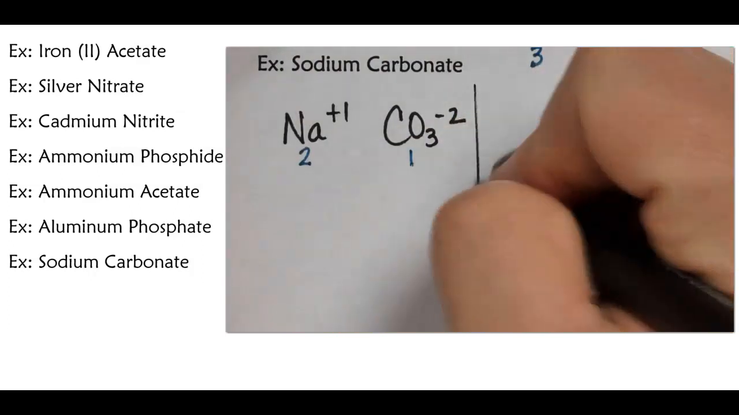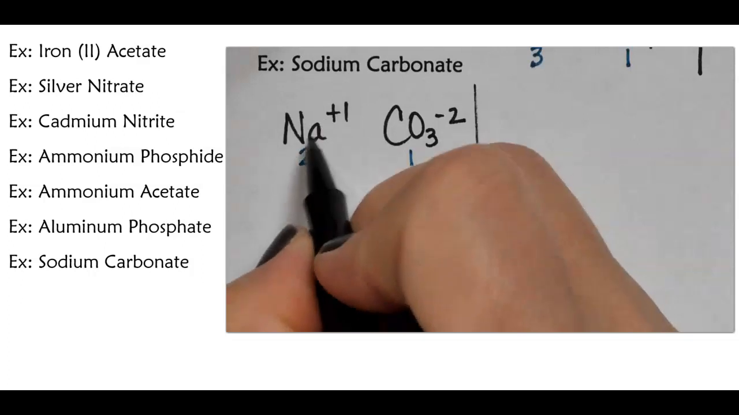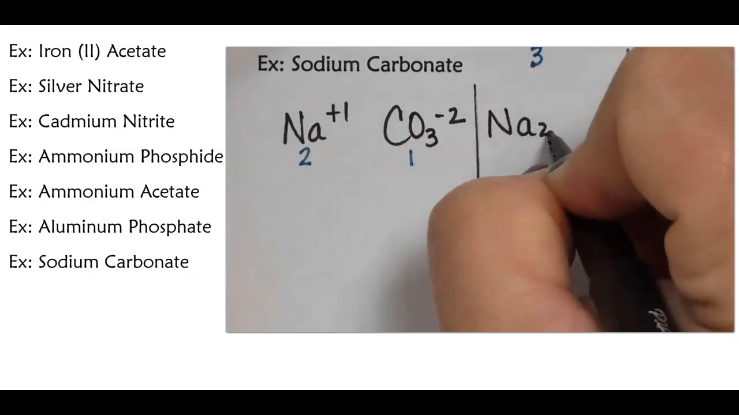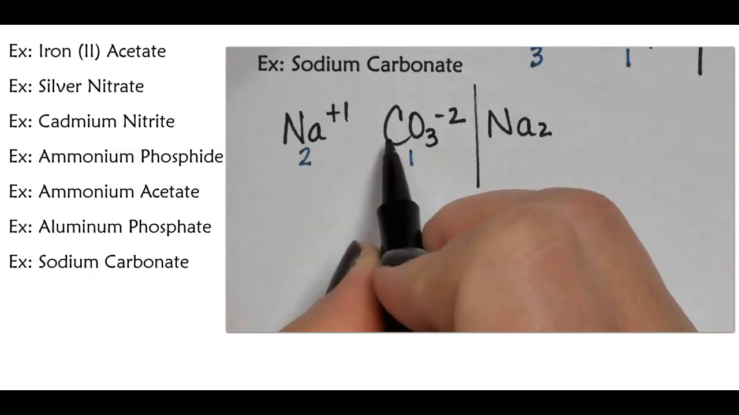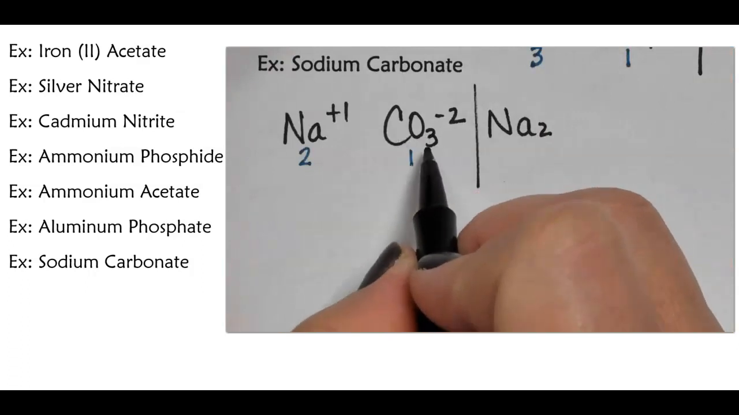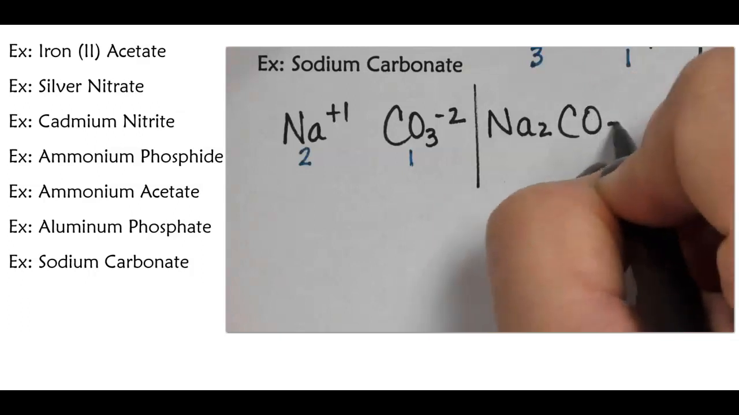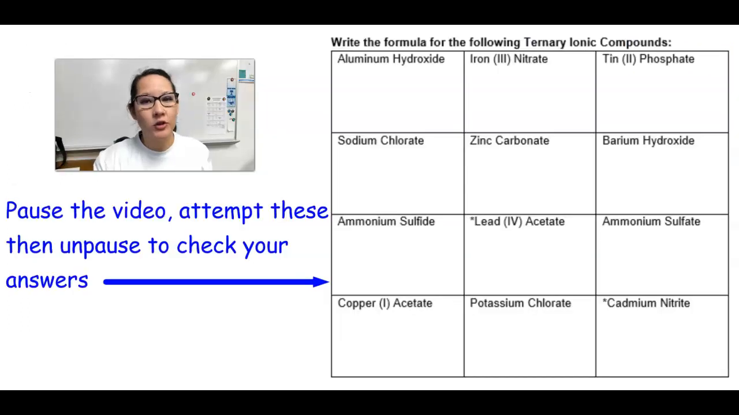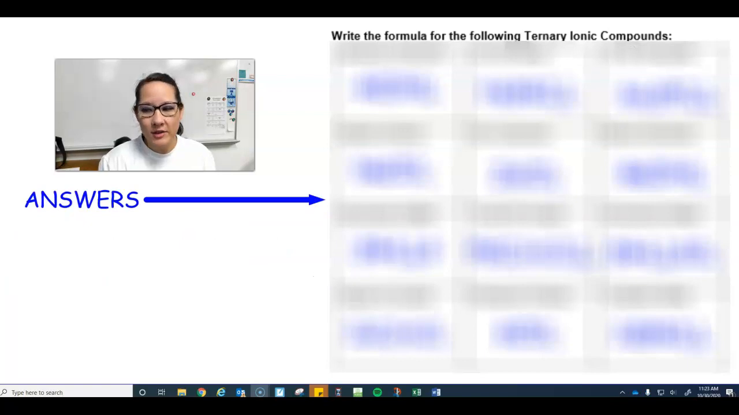And so when we rewrite this as the formula, it's going to be Na with a subscript of 2. And then because I only need 1 of CO3, I do not need to put it in parentheses. It's just going to be CO3. Now your turn. Pause the video, attempt these, and then unpause to check your answers. Okay, here are all of the answers.